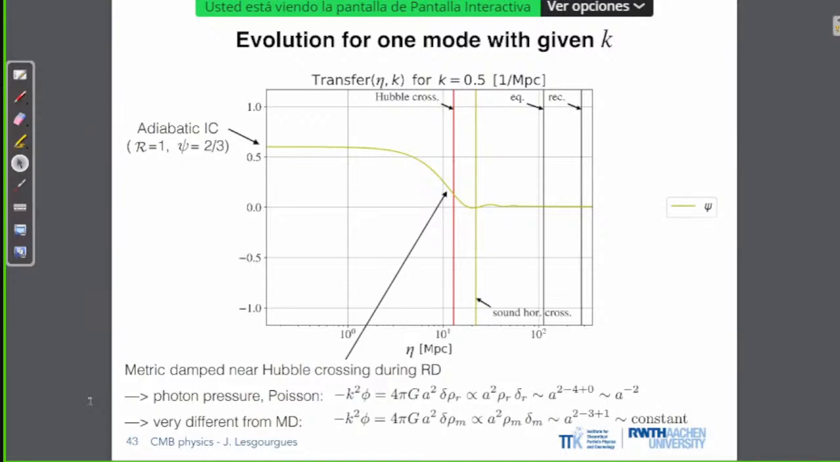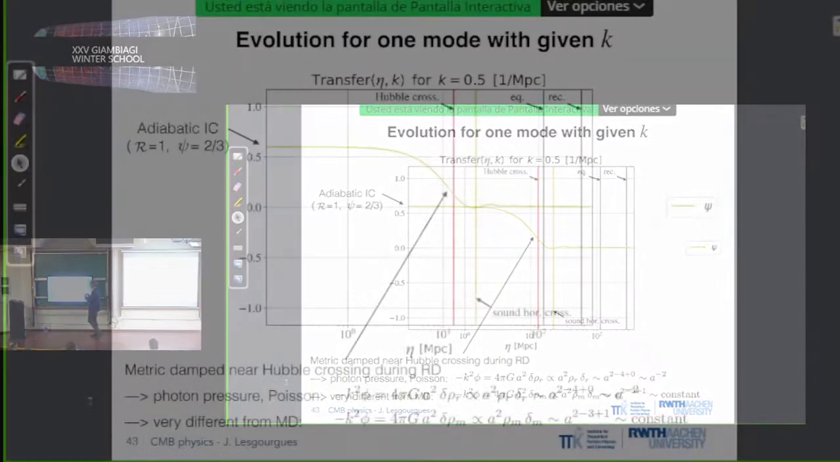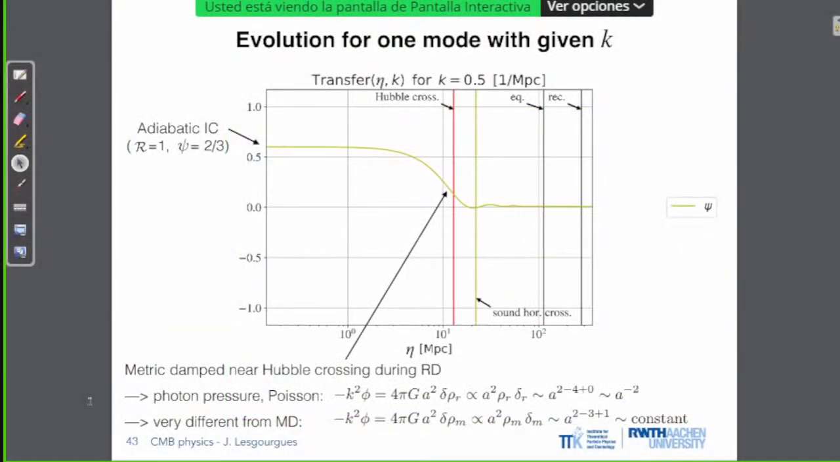The overall trend that is described by the Poisson equation is that because the universe expands, it is trying to iron out metric fluctuations. Just because everything is stretched, phi tends to go to 0. Except either when we are on super-Hubble scales, where we have seen that the adiabatic initial condition, which solves the Einstein equation, says phi is constant. So phi is protected from decay when it's on super-Hubble scales. Probably it has to do something with causality, but let's not enter into these details.